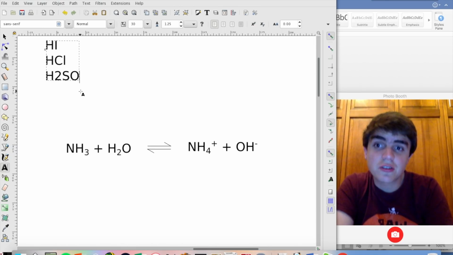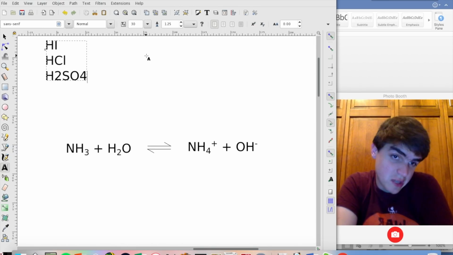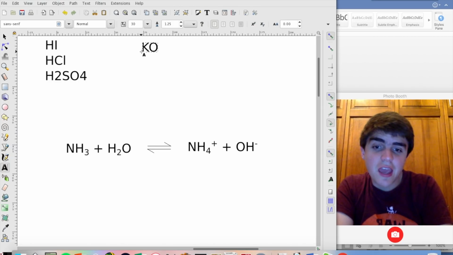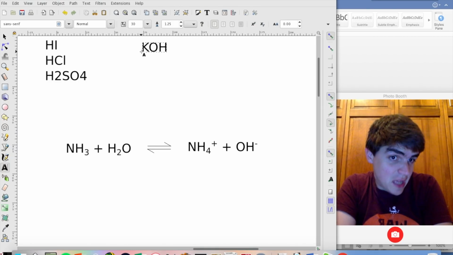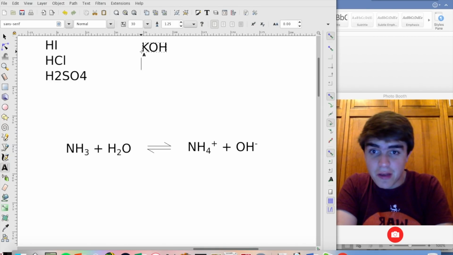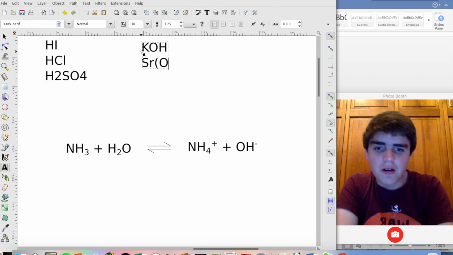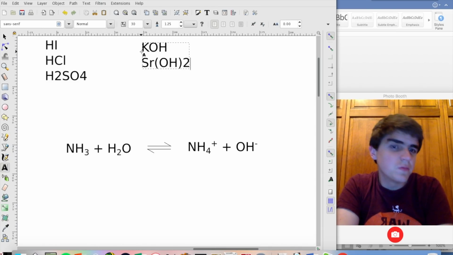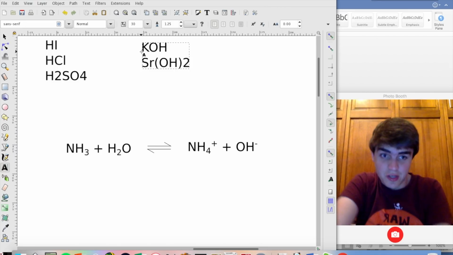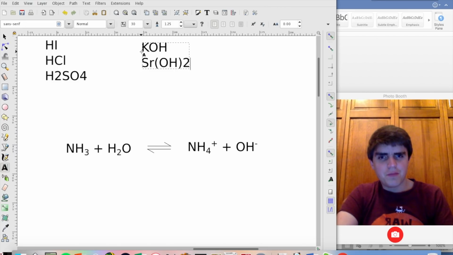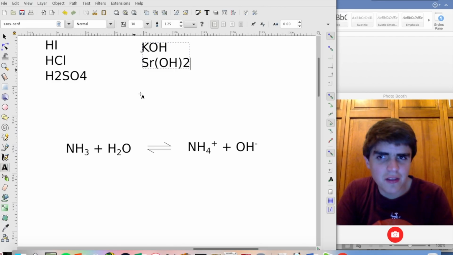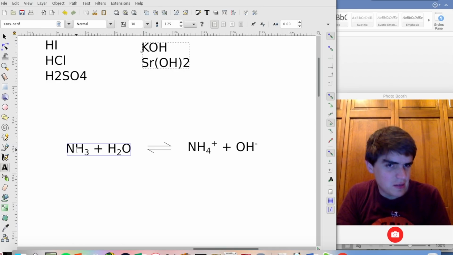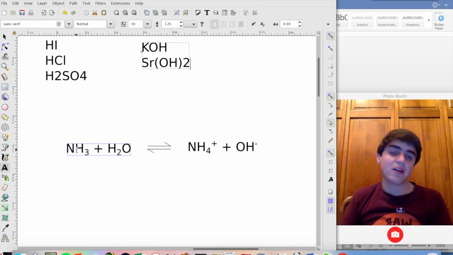Something like H2SO4, it starts with H, it's an acid. Something like KOH, that's clearly a base, it ends in OH. Something like, I don't know, Sr(OH)2, clearly a base, it ends in OH, right? But this isn't that. It's none of those things. It's something different, and that's where Bronsted-Lowry comes into play.